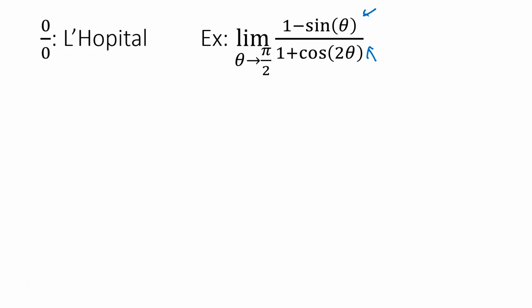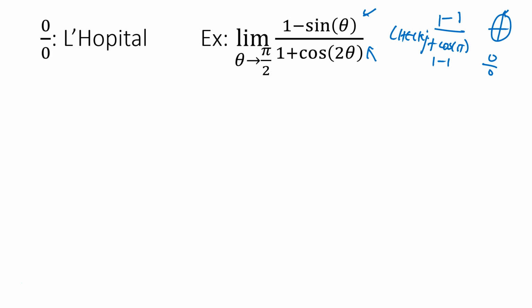So in this case, the first thing we have to do is check to see if it's 0 over 0. So if we check here, we plug in pi over 2. On the top, we have 1 minus sine of pi over 2, which is 1, because it's at the top of the circle. That's 1 up there. And on the bottom, we have 1 plus cosine of pi, which is 1 minus 1 as well, so we have 0 over 0. Okay, so we have this indeterminate form, which means we can use L'Hopital's rule.